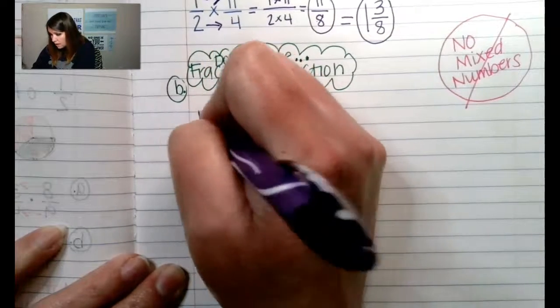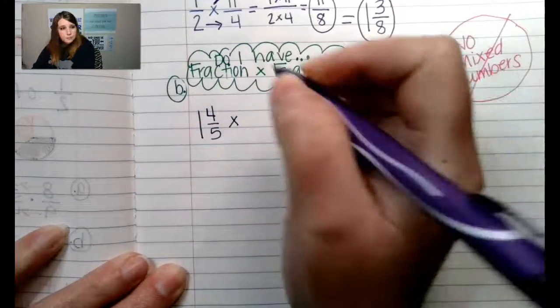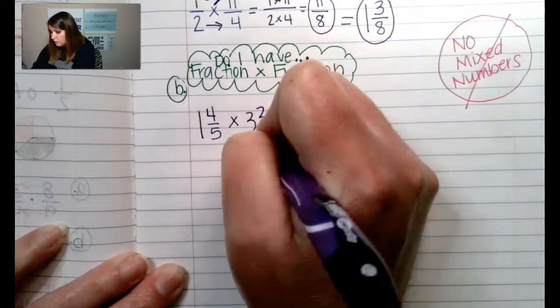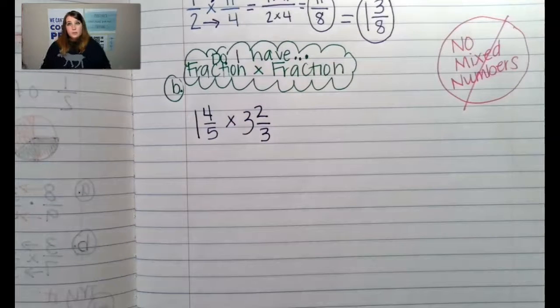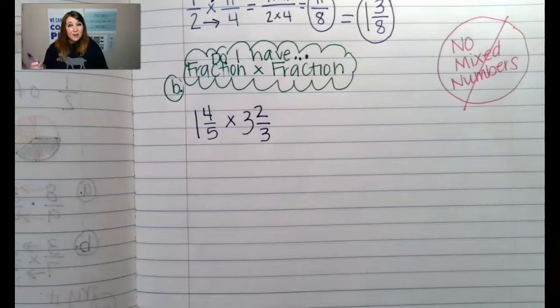1 and 4/5 times 3 and 2/3. Okay, my question is, do I have a fraction times a fraction? No, I don't. So right now I need to make improper fractions. So we're going to make improper fractions right now. So let's go ahead and do that.